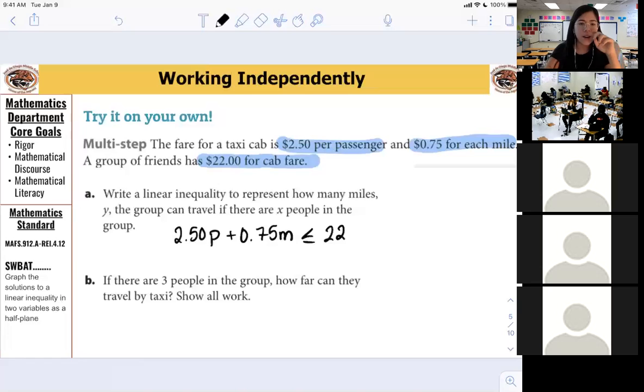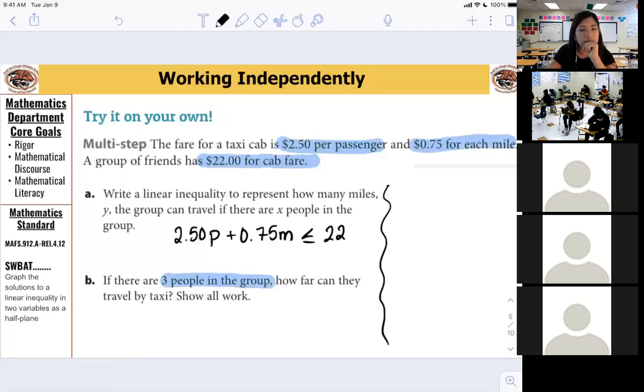Okay. All right, now for part B, if there are 3 people in the group, how far can they go? So I'm seeing some correct answers in the chat. If you feel like you want to share with the class how you can figure that out, can anyone give me an idea? I did was I multiplied the 3 by 2.50, and then I subtracted that from $22, and then I had $4.50 left.